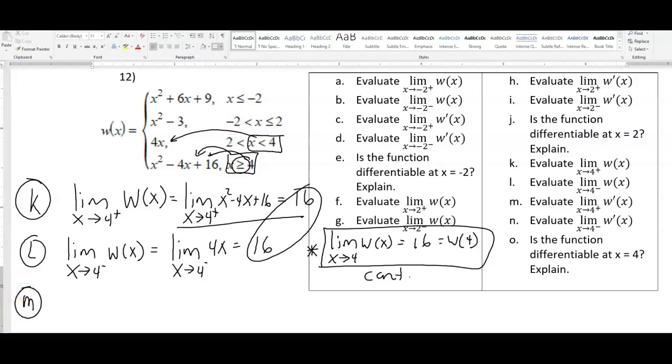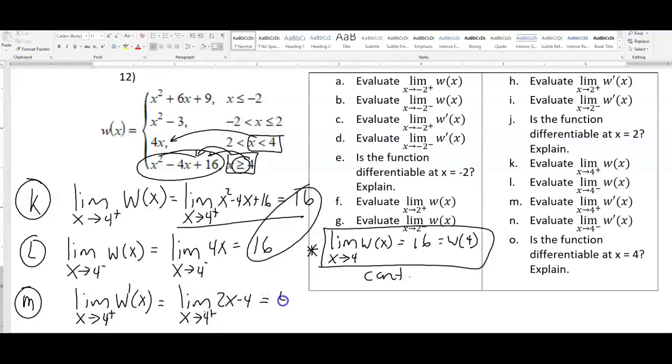Part M is we want to find the limit as x is approaching 4 from the right of the derivative this time. If we're approaching 4 from the right, we're using the bottom piece, but we want the derivative of the bottom piece, which is 2x minus 4, and direct substitution is going to give me 4. So the slope from the right of 4 is going to be 4.